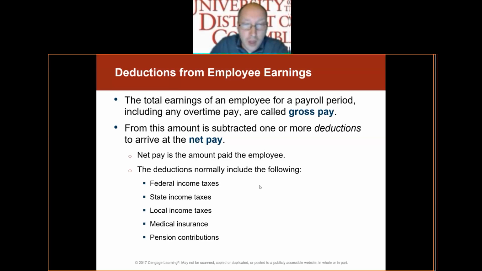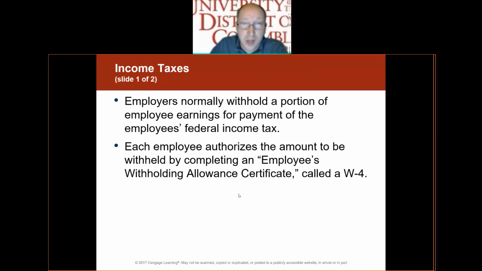So after all that fun stuff gets taken out, then you arrive at net pay. That's the amount that you actually take home. We call it take-home pay.